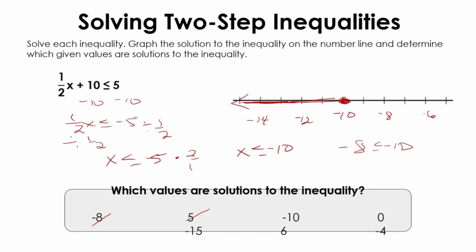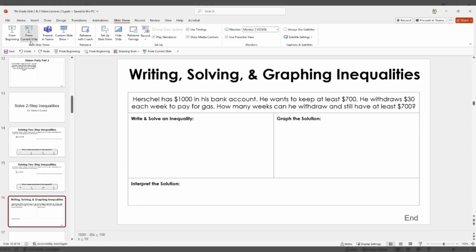Is 0? 0 is way to the right, so 0 is not an option. Is negative 15? Well, negative 15 is going to be right here, and so that means it can be a solution. Is 6 less than or equal to negative 10? No, 6 would be way to the right. And then negative 4. Negative 4 would still be to the right, so that doesn't work. So the only solutions in this set are negative 15 and negative 10.